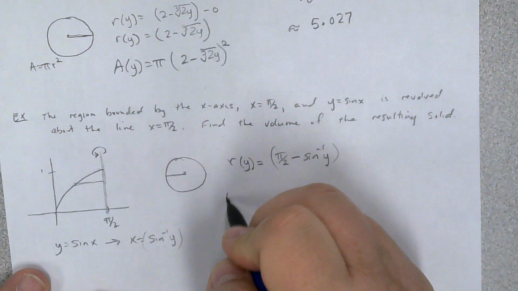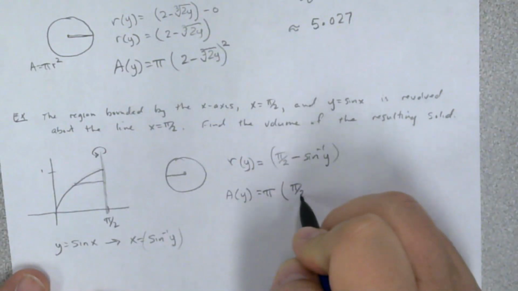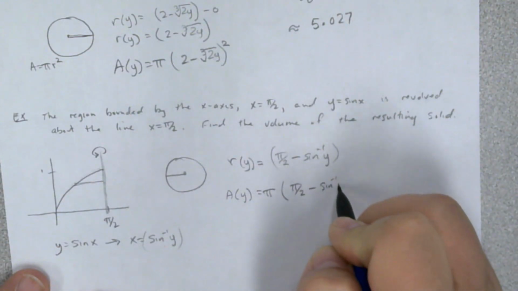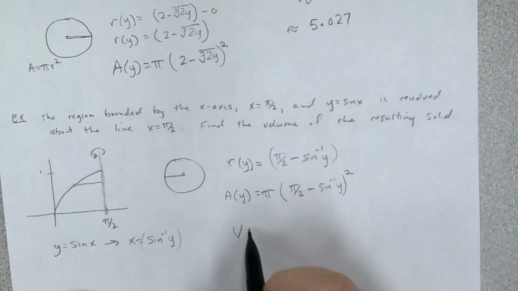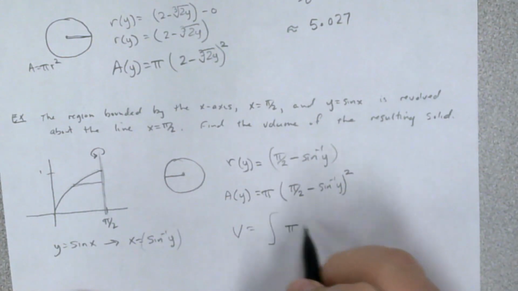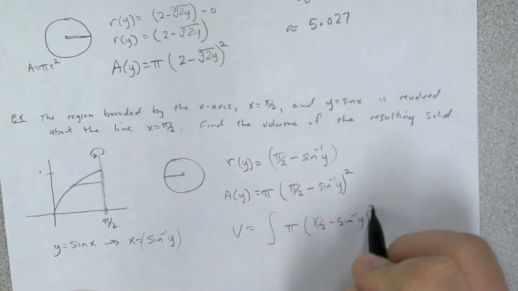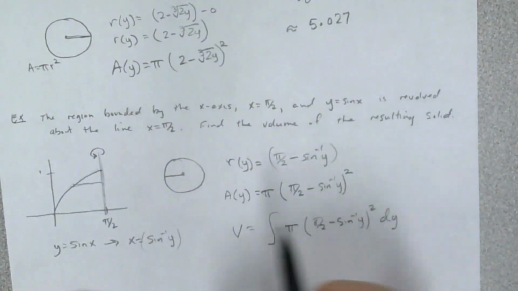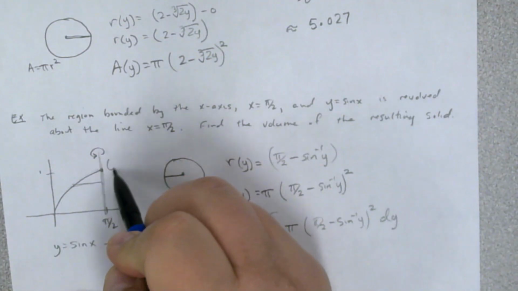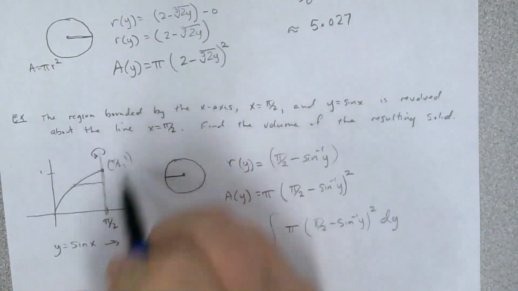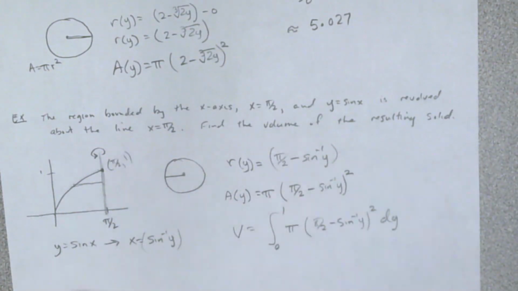Which makes my area pi over 2 minus the inverse sine of y squared. Which makes my volume pi times pi over 2 minus the sine inverse of y squared dy, and the y values are going from 0 to 1. Because remember, we know that point is pi over 2 comma 1. So we know we're going from 0 to 1.